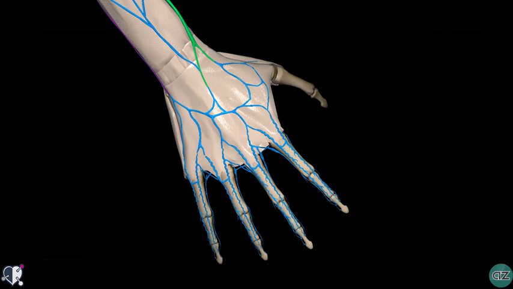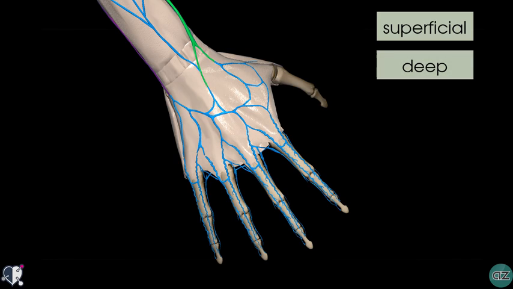The venous drainage of the upper limb consists of a superficial system which drains to a higher pressure deep venous system. The deep veins follow the same course as the arteries of the upper limb. We'll start by looking at the superficial venous system, and we'll start distally.